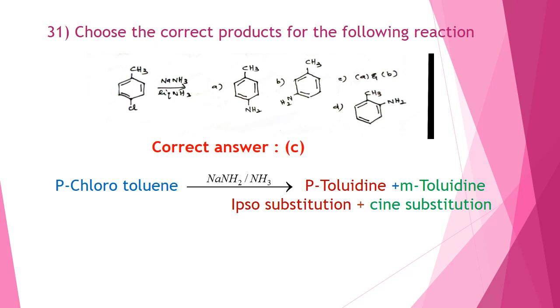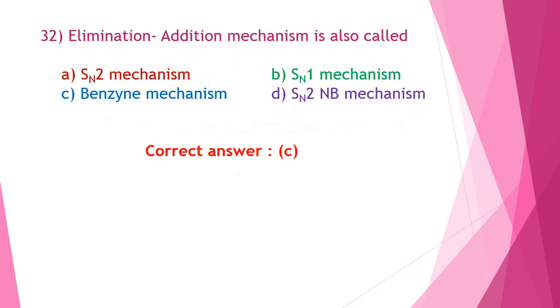Question number 31. Choose the correct product for the following reaction. Parachlorotoluene treated with NaNH2 in liquid ammonia. What is the product? Here option C is correct. One is para-toluidine, the other one is meta-toluidine. Para-toluidine is due to ipso substitution and meta-toluidine is due to cine substitution. Therefore, two products are formed. The correct answer is C.